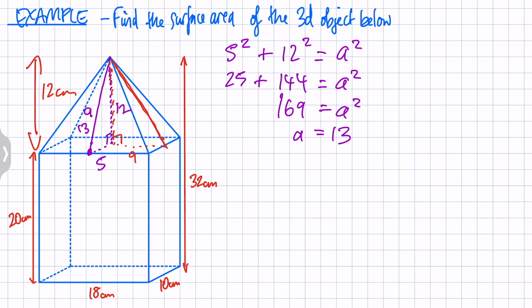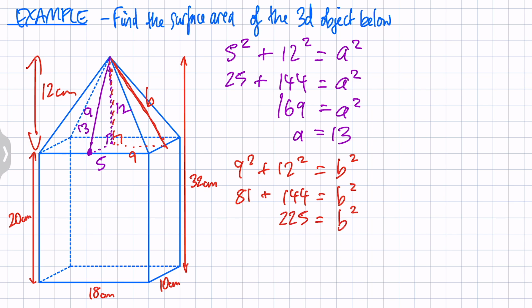We're still in the middle. But that's longer. Can we use Pythagoras again? Let's call this B. So 9 squared plus 12 squared equals B squared. What's 9 squared? 9 times 9. 81. 81 plus, what did you tell me 12 squared was before? 144 equals B squared. 144 plus 81, that's 225 is B squared.